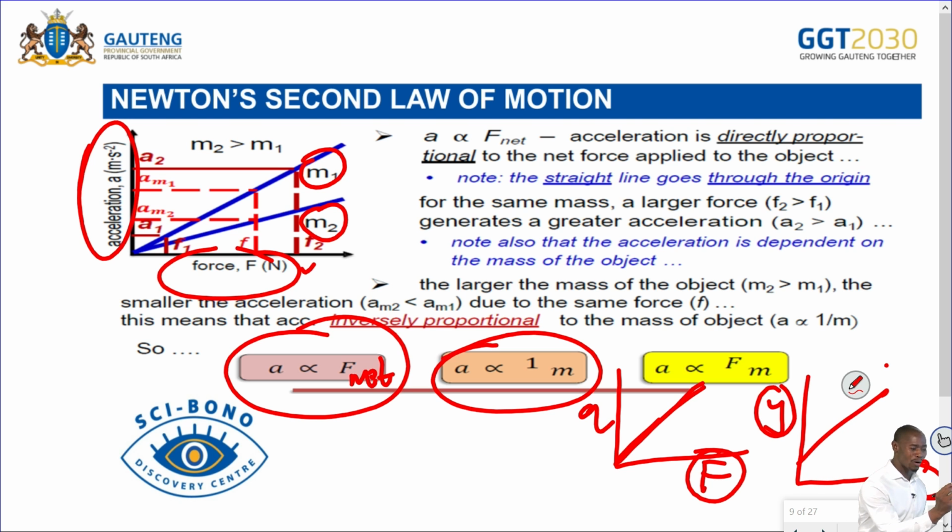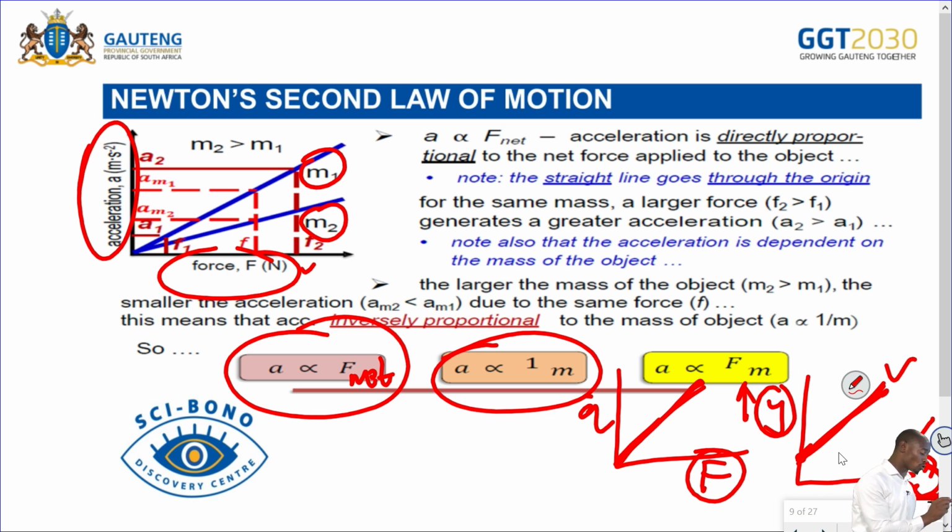But with this one, there's no direct proportionality. Why am I saying there's no direct proportionality? For direct proportionality, your graph must start from the origin. Your straight line must start from what? From the origin. So this one does not start from the origin. Although as x increases, y also increases, there's no direct proportionality between y and x. But here there's a direct proportionality between A and F.